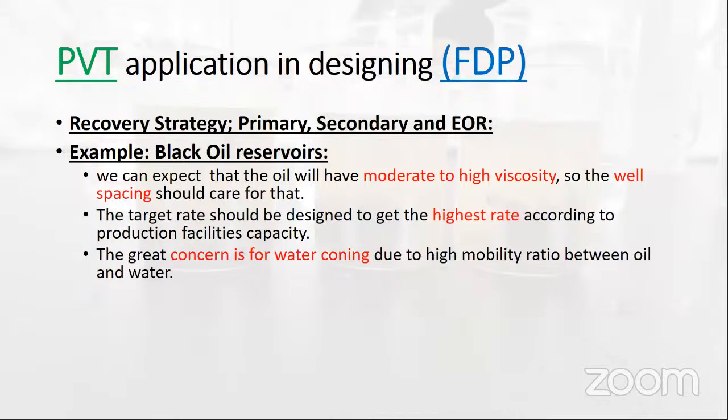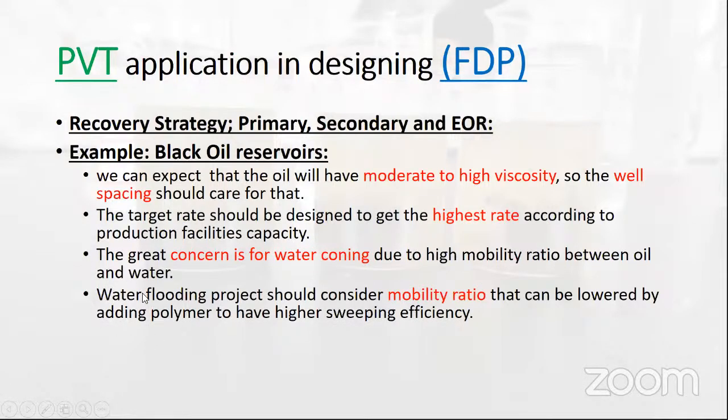But the main concern in this case is water coning. Why? Because we mentioned that the viscosity in case of a black oil reservoir will be a moderate to high number. So because of the high mobility ratio between the oil and water, we can have some concerns about water coning into the wells. Also, if we are designing a water flooding in the black oil reservoir, we should consider the mobility ratio. We can add some polymer to have a lower mobility ratio and a better sweeping efficiency.